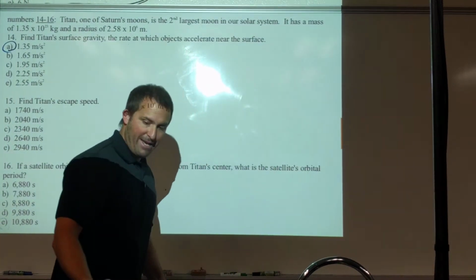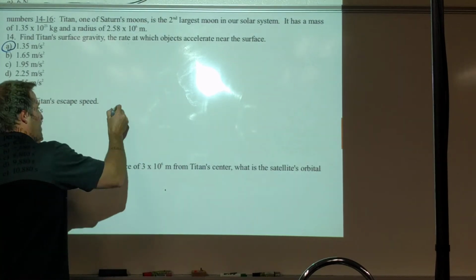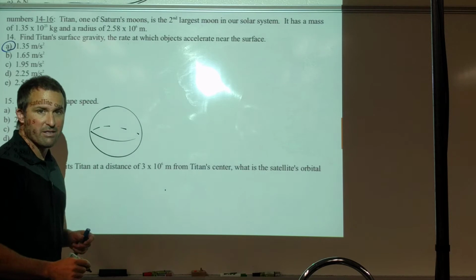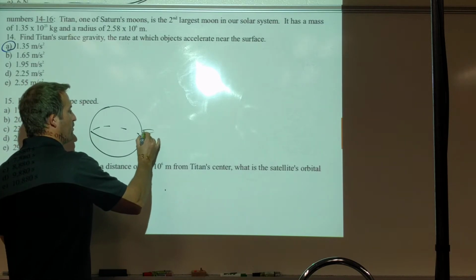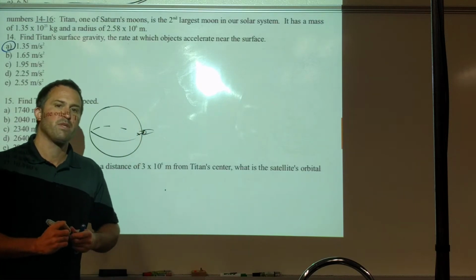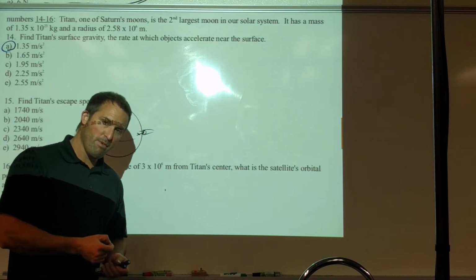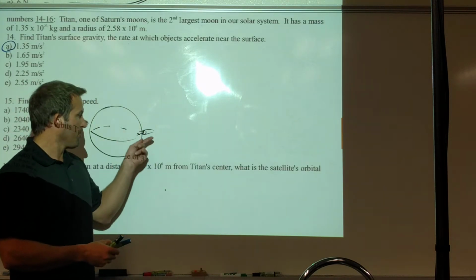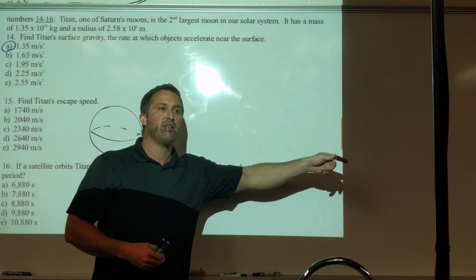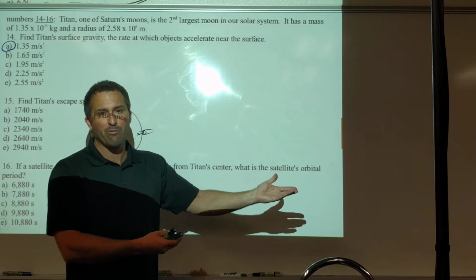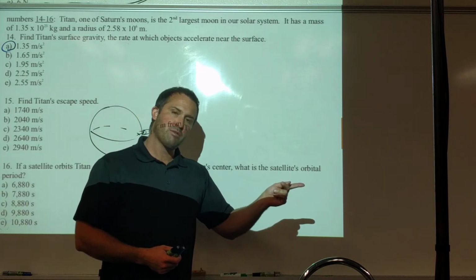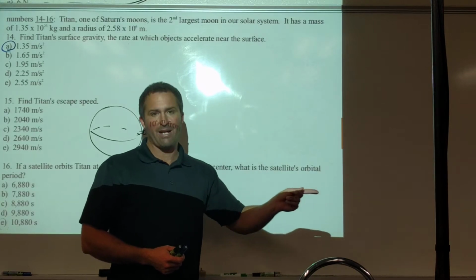Escape speed. Our definition is that if we have Titan here with the same mass and radius, and we fire some rocket or bullet directly away from us, the escape speed is the minimum speed needed so that this rocket or bullet is going to move away from Titan. As it's moving away, it's going to slow down because Titan's gravity is pulling on it, but it's the minimum speed needed so that it never falls back down.